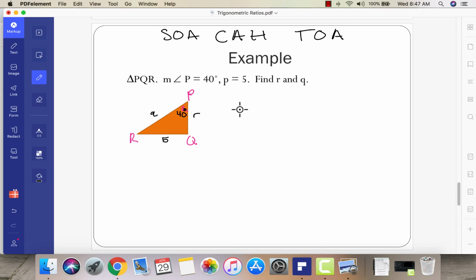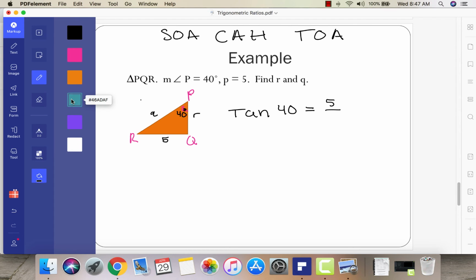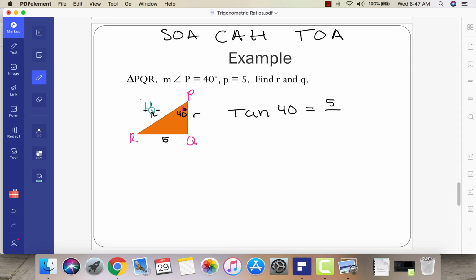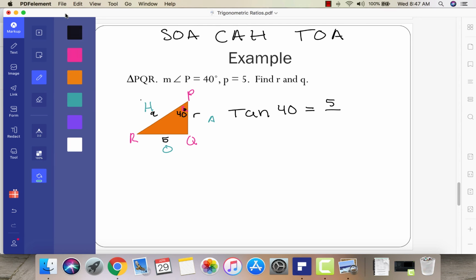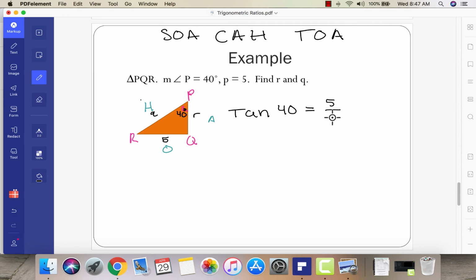Alright, so if we do tan, I'm just going to do the tangent of 40, that's our degree, equals, and remember that tangent is opposite, which is 5, over adjacent, which is next to. So remember that this is going to be my hypotenuse. Adjacent and opposite. And then we don't know adjacent, so that's going to be my R.